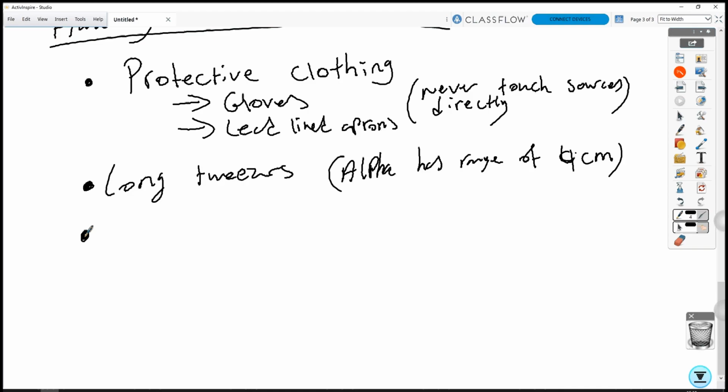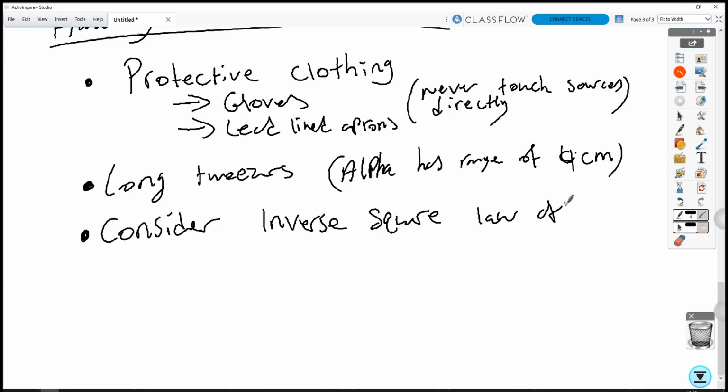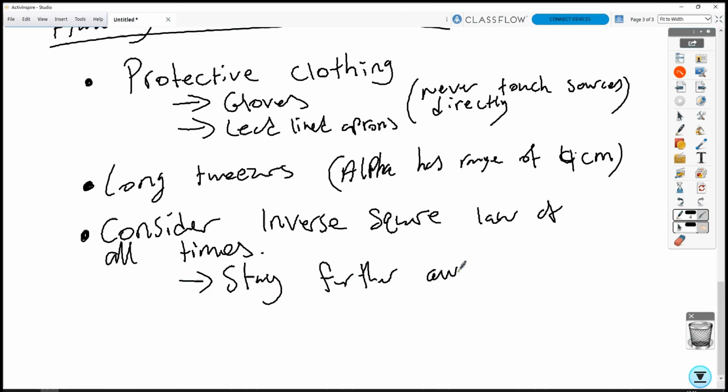So when we're using these, we also consider the inverse square law at all times. What this really means is, if we're taking measurements, we've placed our source on our GM tube, for example, or we've mounted it on some device some distance away from the GM tube, at that point we leave it alone and the measurements are happening automatically. It's better to take a step back at that point and keep a larger distance between yourself and the source. So stay further away whilst not actively handling the source.